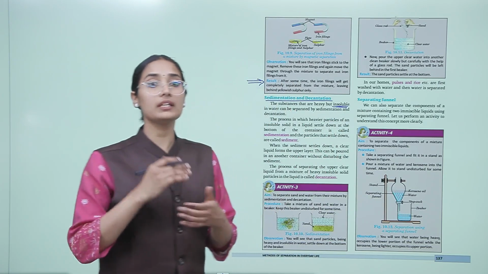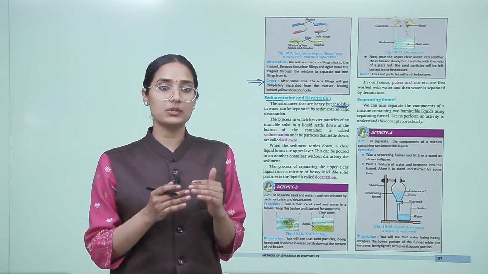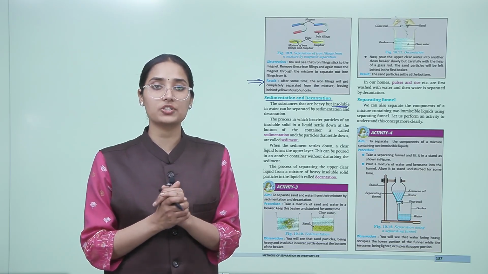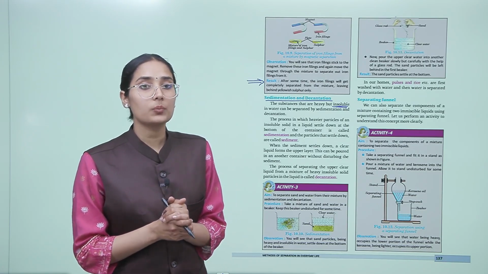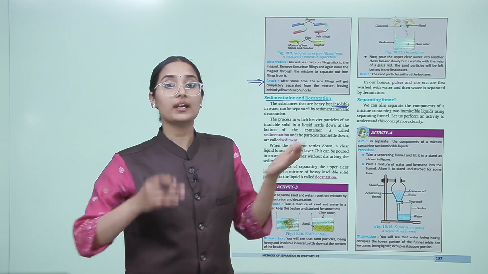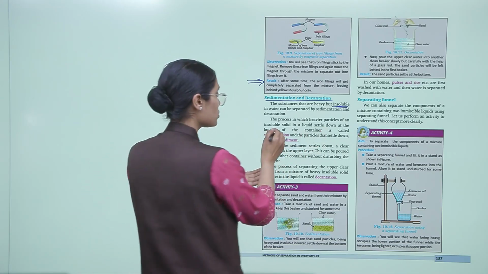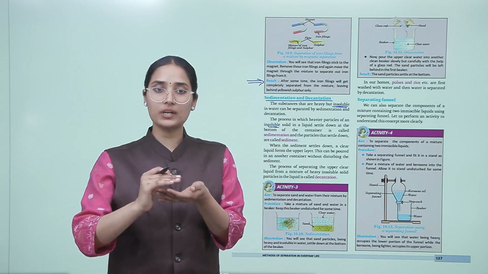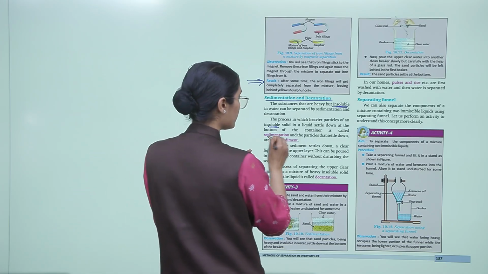They should be insoluble. Now the process in which heavier particles of an insoluble solid in a liquid settle down at the bottom of the container is called sedimentation, and the particles that settle down are called sediment. Now what is sedimentation? When the heavier particles from the mixture, and they are what? Insoluble. So when the insoluble solid from a mixture settles down at the bottom of that container, right? This process is called sedimentation, right?